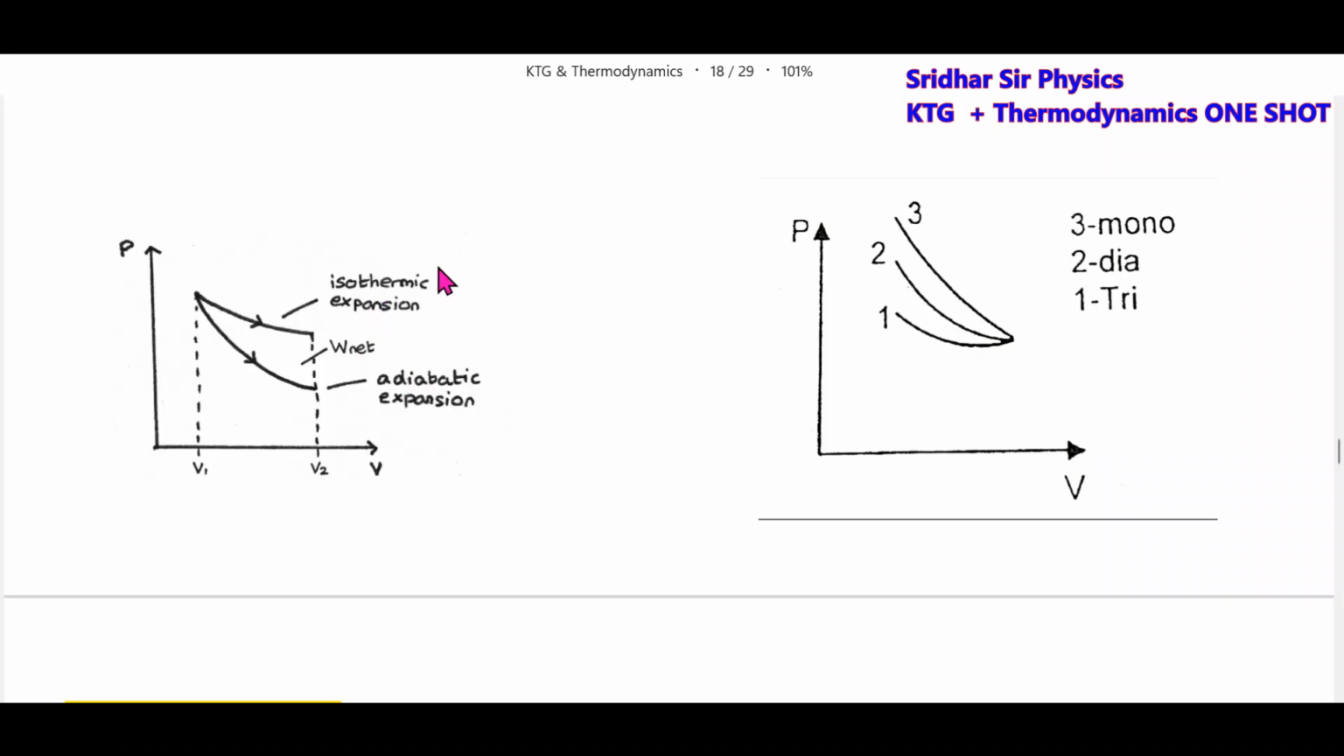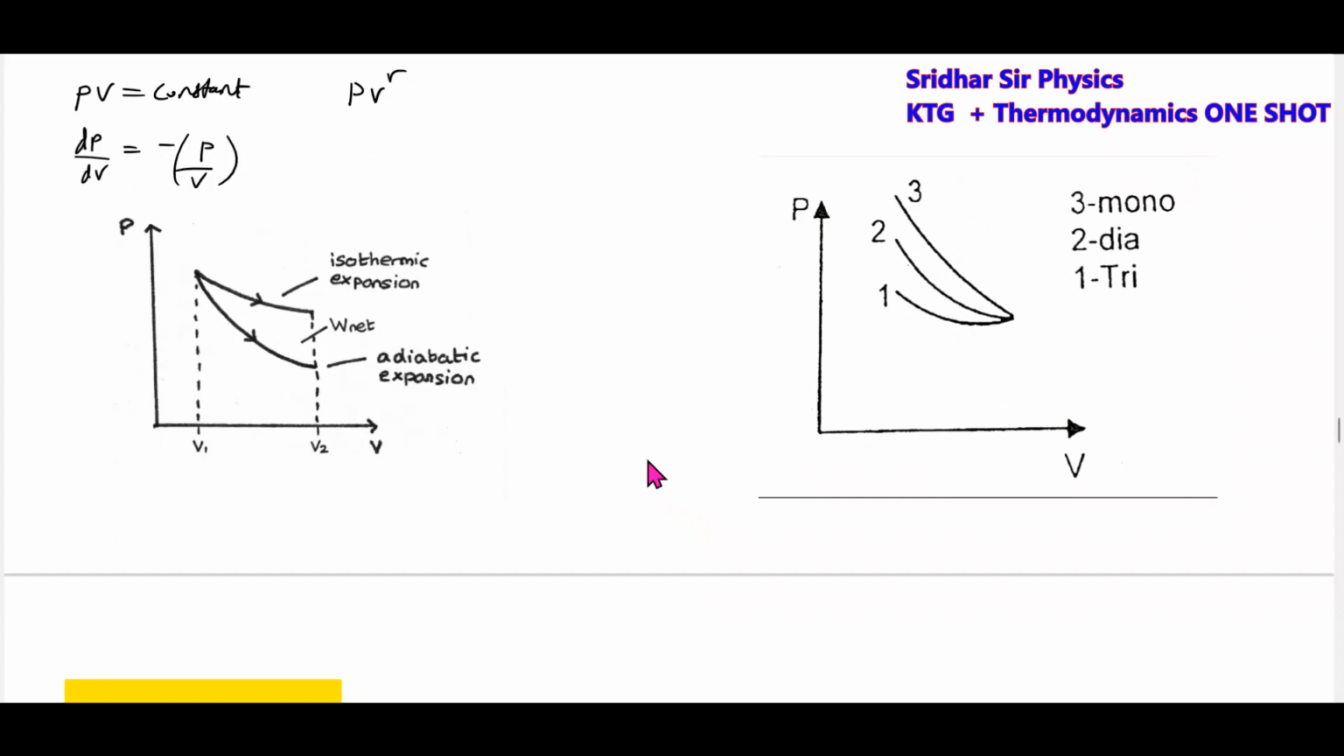Next, isothermal expansion versus adiabatic expansion. We know PV equal to constant for isothermal. Differentiating this, dP by dV equal to minus P by V. Similarly, PV^gamma equal to constant. Differentiating this, dP by dV equal to minus gamma P by V.